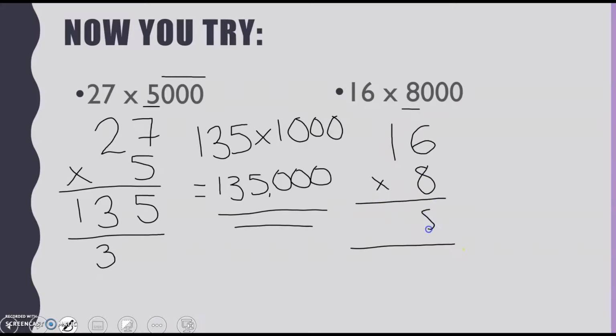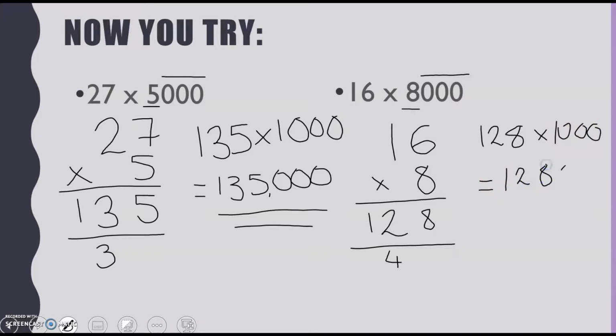So 8 6s give me 48, and 8 1s are 8, plus 4 is 12. I've still got 3 zeros to put on at the end, so 128 times by 1,000 is going to be 128,000.